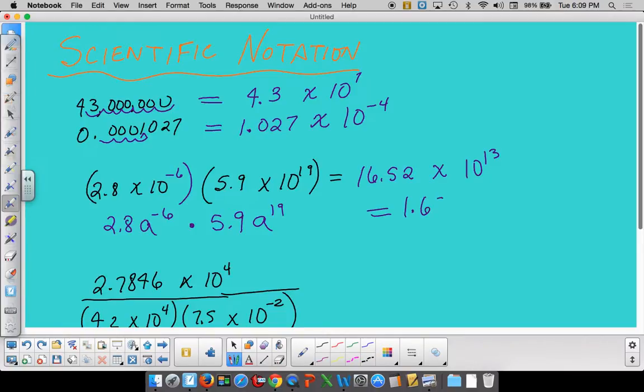I need my decimal moved over 1, so I have 1.652. So if I move that decimal by 1 place, the big question is, I know I have to change the exponent by 1, but do I make it get 1 bigger or 1 smaller? Well, what I always remember is I went from 16 to 1.6.